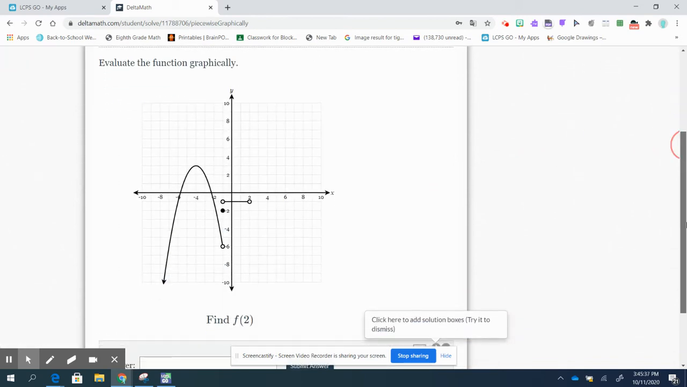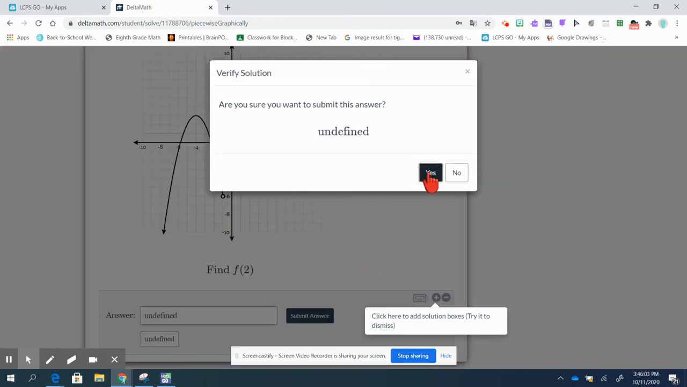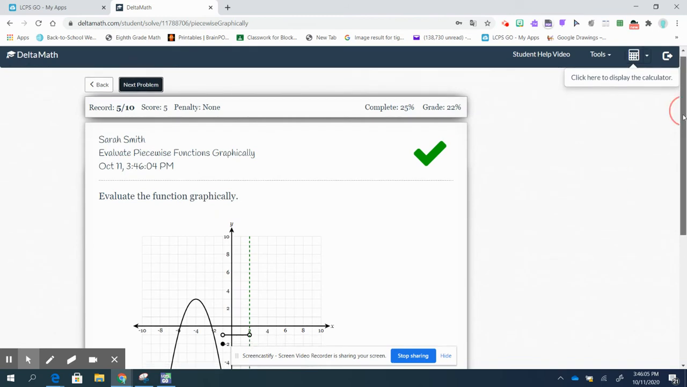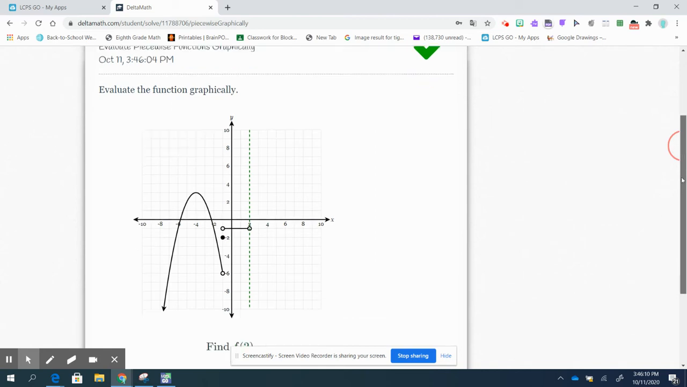All right, evaluate the function graphically, sorry. Find f of 2. So when x is 2, what is y? So here we are at the origin. We went over 2. So when x is 2, we don't actually have a y because this is an open circle. So I think we're going to have to choose undefined. Let's find out. And that is correct. So if you ever cannot find an answer, you know that your answer is actually undefined.